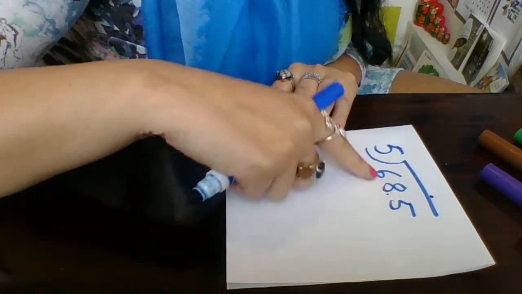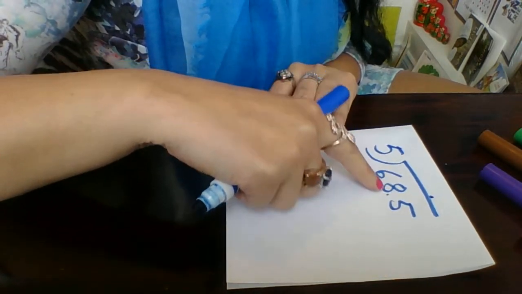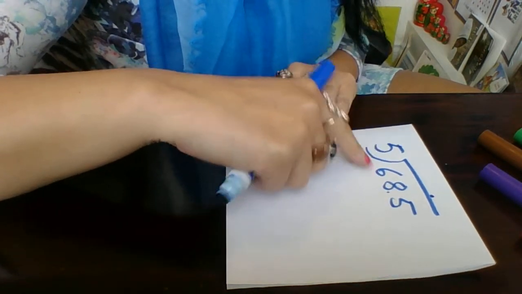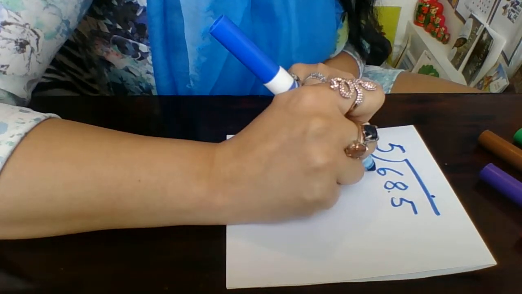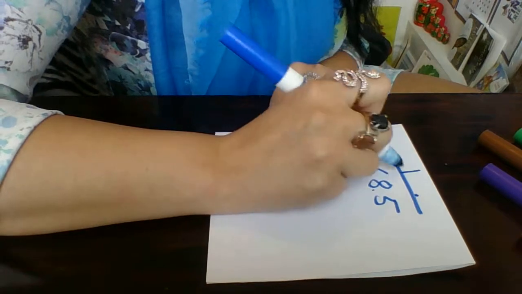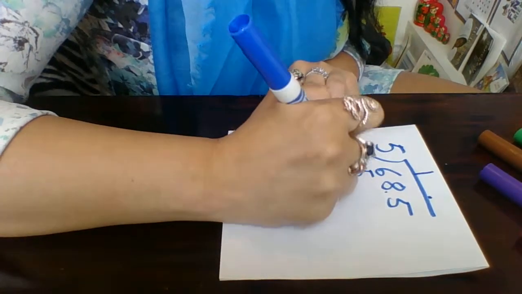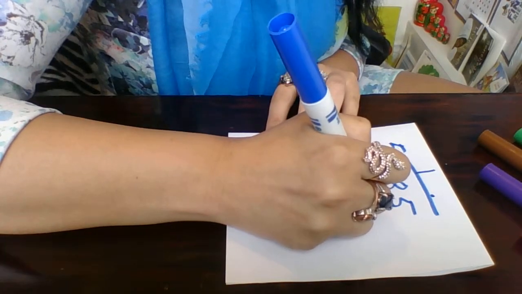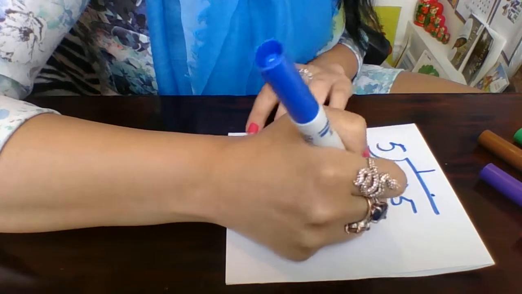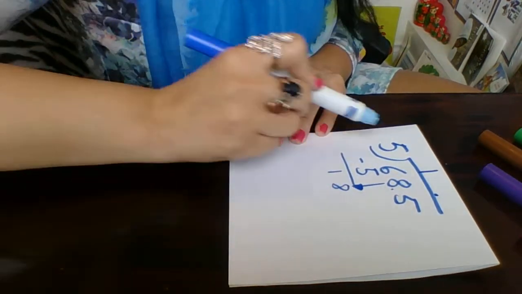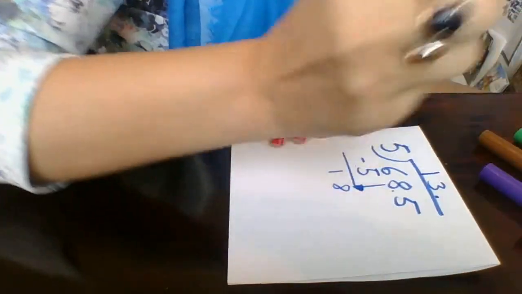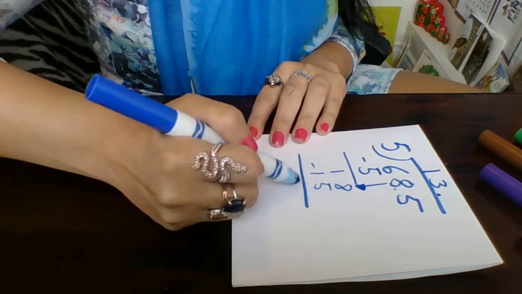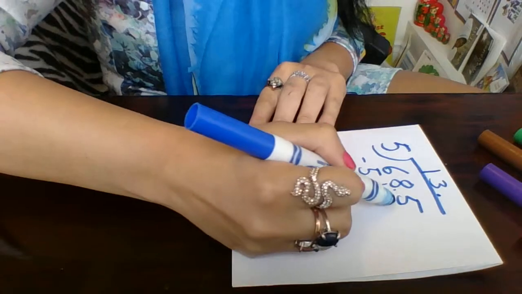I'm going to see this number as 6. Maybe I'll see it as 68. Maybe I'll see it as 685. Depends on how the 5 divides. 5 goes into 6 one time. 5 times 1 equals 5. I subtract. 6 minus 5 equals 1. Bring down the next number. Now it's 18. 5 goes into 18 3 times. 5 times 3 equals 15. I subtract it. 8 minus 5 equals 3. 1 minus 1 is 0.